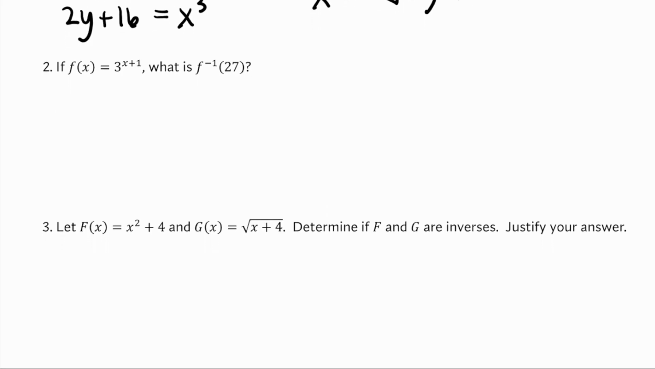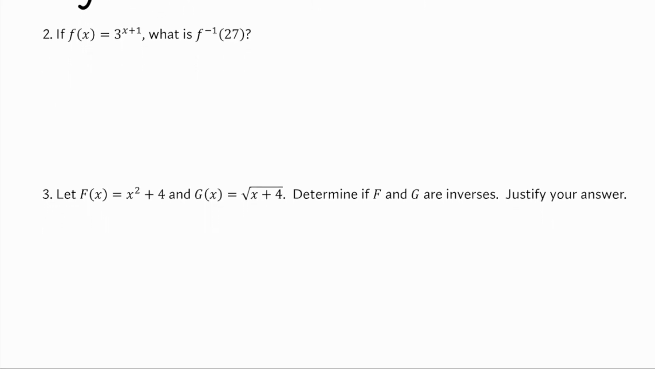If f of x equals 3 to the x plus 1, what's f inverse of 27? Okay, if we see f inverse of a number, we're going to take that and say f of x equals that number. So f of x equals 27. We have a formula for f of x, that's 3 to the x plus 1, that needs to equal 27. But we don't need to take a log of both sides.